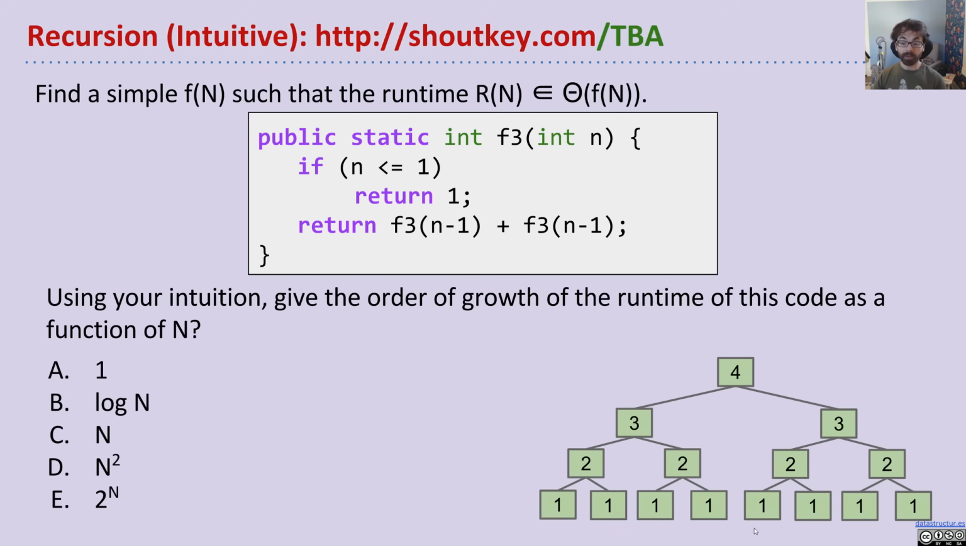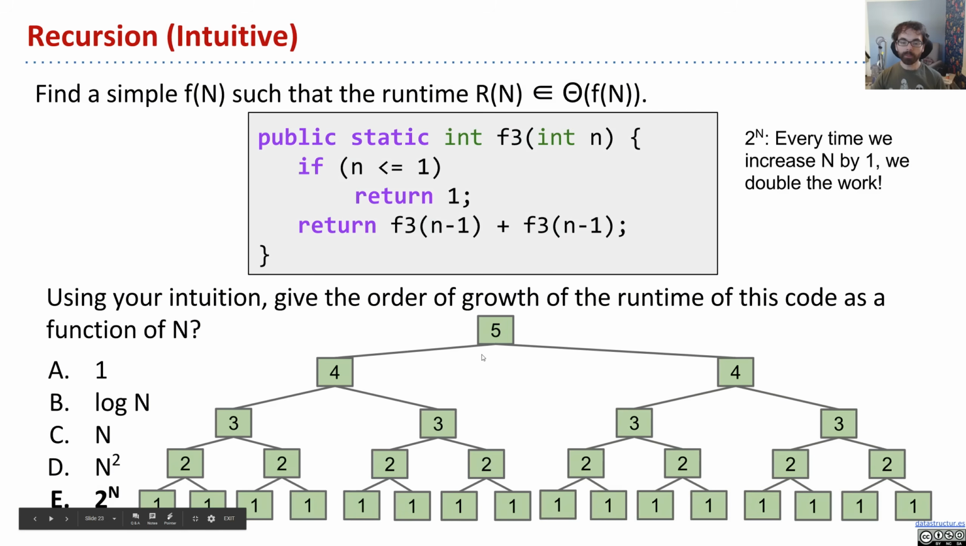What's very notable about these calls is that if we now go up to n equals 5, we're going to basically double the amount of work that we have plus 1. So the overall runtime in this case will be 2 to the n. Every time we increase n by 1, we double the work, which is exactly 2 to the n. Now that was an intuitive argument, something good enough for us in this course.